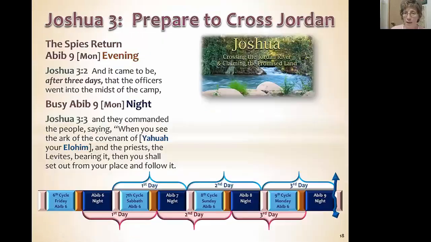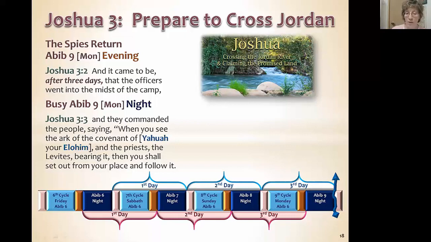In chapter 3, Joshua is preparing to cross the Jordan. And the spies come back on Monday night in the evening. It says in chapter 3, verse 2, and it came to be after 3 days that the officers went into the midst of the camp. And in verse 3, this is a very busy Monday night. In verse 3 it says, and they commanded the people, saying, When you see the Ark of the Covenant of Yahuwah your Elohim, and the priests, the Levites bearing it, then you shall set out from your place and follow it.